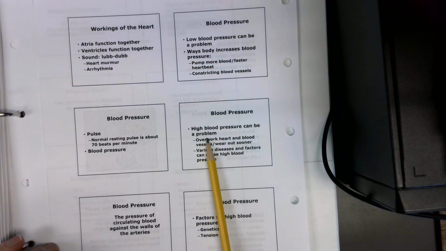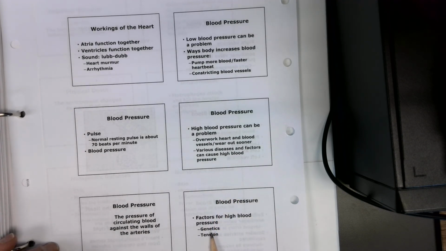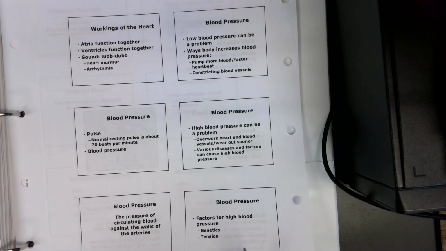High blood pressure can be a problem. That shows an overworked heart. The blood vessels are going to wear out sooner than they should. Various diseases can be a cause of this high blood pressure. Factors for high blood pressure could be genetic, or related to tension or your diet.